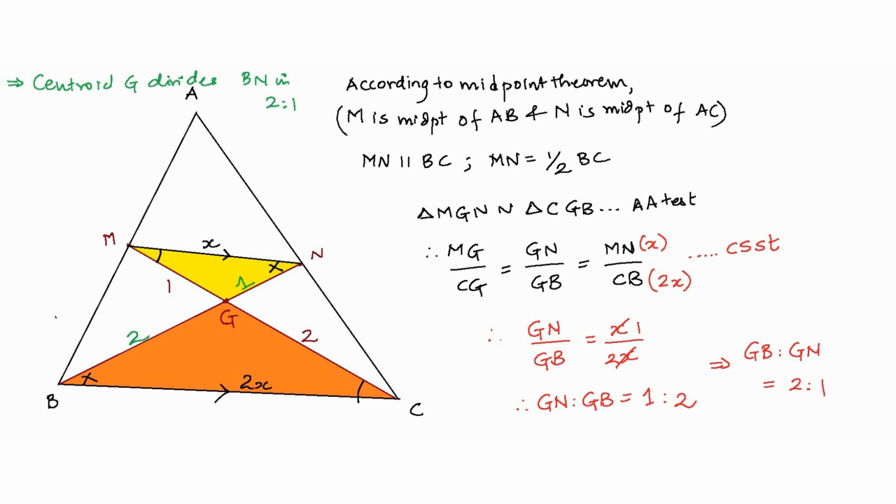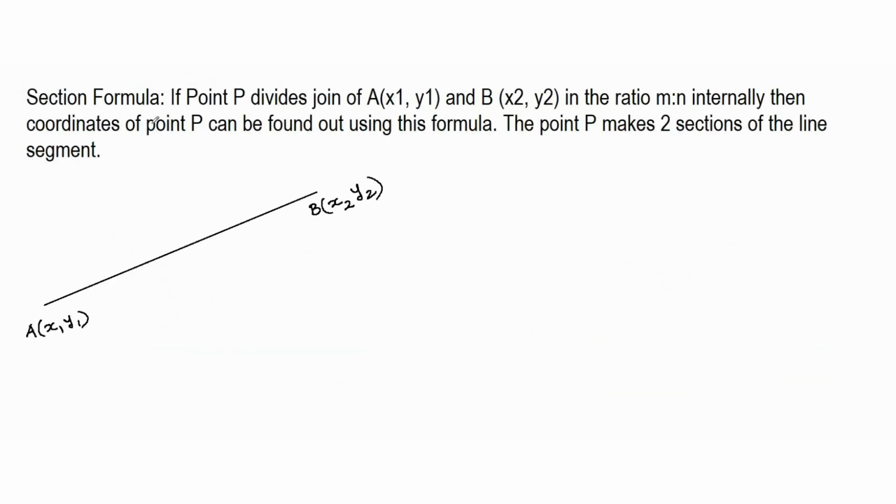So let us summarize what all we did in this particular session. So section formula: if point P divides the join of these 2 points in the ratio m:n, then this particular formula can be used to find the coordinates of P, and P divides AB into 2 sections. So that could be the reason why this is called the section formula. It makes 2 sections of the line segment AB.